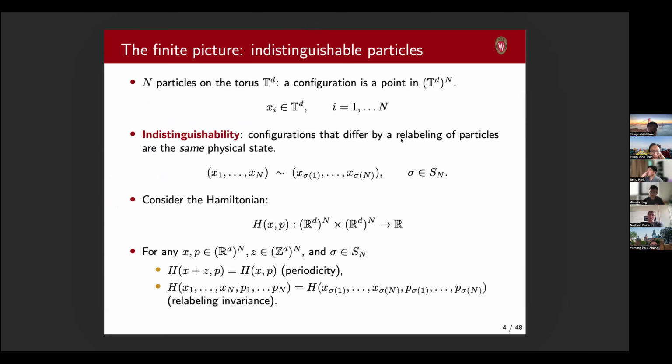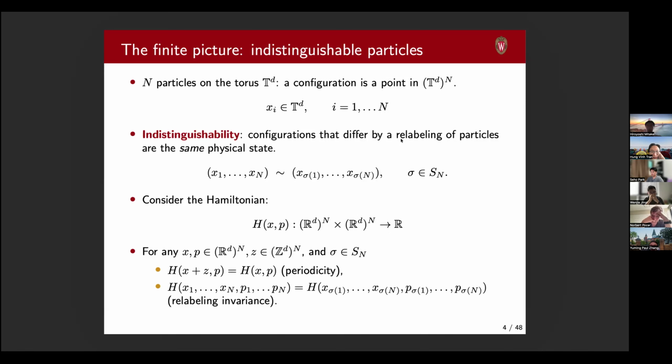So our infinite dimensional setting comes from the infinite number of particles system. So I'm gonna start from the finite number of particles system. If we consider n number of particles on the torus, then the configuration or the position of the particle can be represented by the vector in the space T^d to the power of n. And here x_i in the torus represents the position of each particle. And then the indistinguishability of the particle means that if we relabel the particles, it doesn't change the physical state.